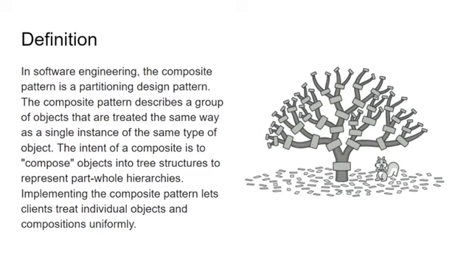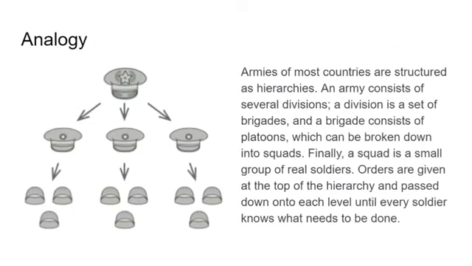So let's ask ourselves, what is an example of a composite design pattern? Well, usually, armies of most countries are structured as hierarchies. An army consists of several divisions. A division is a set of brigades, and a brigade consists of platoons, which can be broken down into squads. Finally, a squad is just a small group of real soldiers. Orders are given at the top of the hierarchy and passed down onto each level until every soldier knows what's to be done.